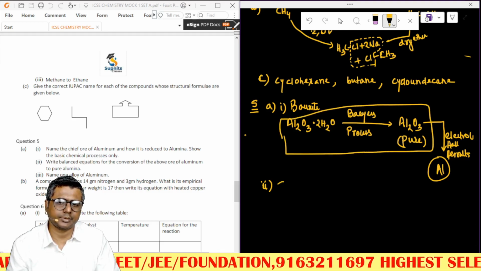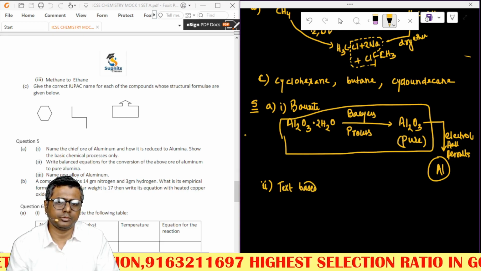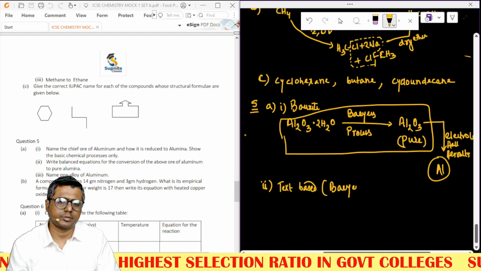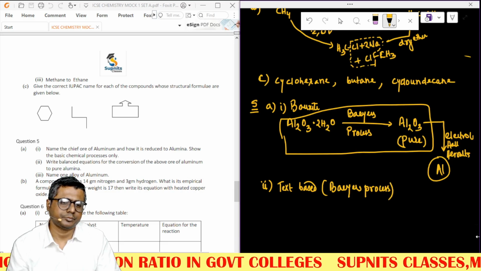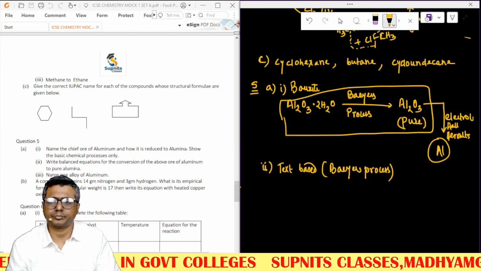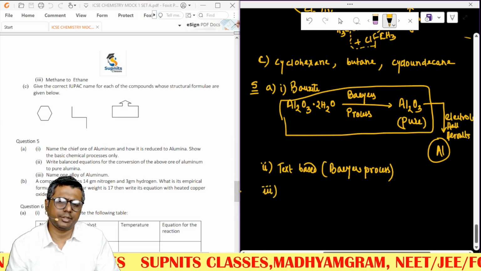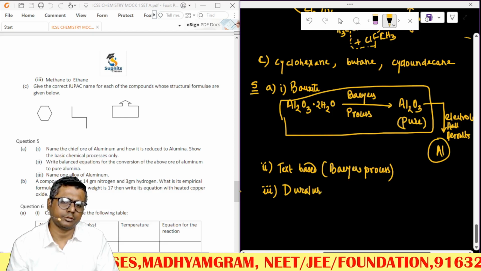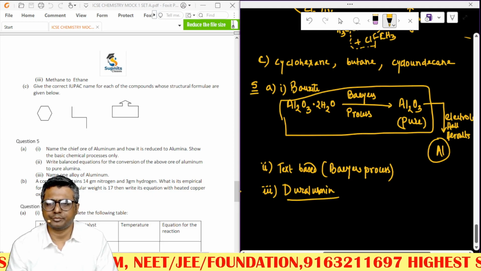So this is text based. Just go through notes or text. Baeyer's process. Descriptive question. Name one alloy of aluminium. Just the name is required. Write down the one given in your syllabus. Duralumin. Okay, duralumin.